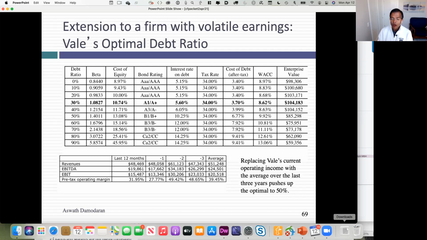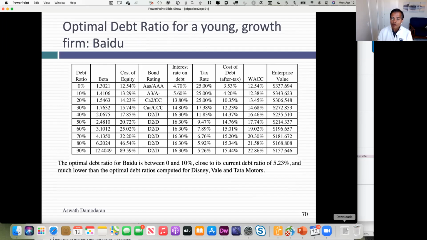So if you have a commodity company and 2020 was a bad year for you, don't be surprised if you get a really low optimal. Try using an average operating income over time, but be careful because that average might never show up if oil prices don't bounce back. And finally, I looked at Baidu, my young high growth company.